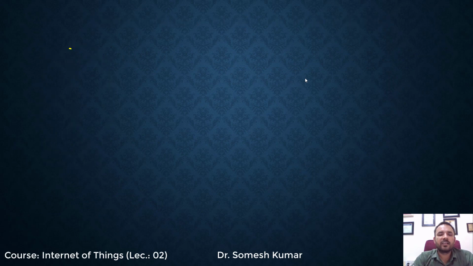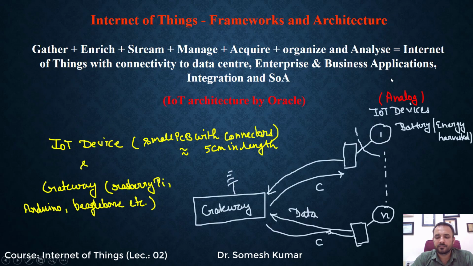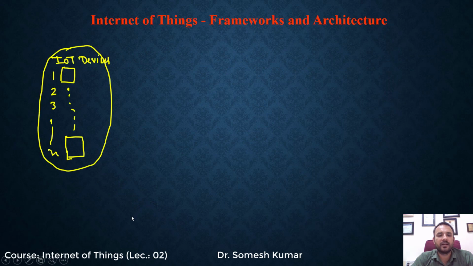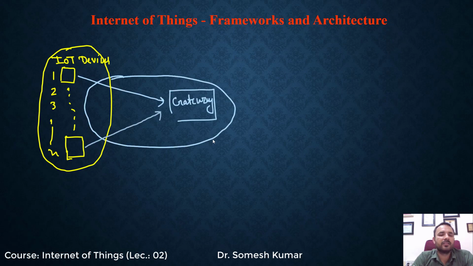Now I will expand this example, and one more term I will add here after this gateway, that is called the edge device. So now there are various options to communicate these IoT devices with the internet. Again, there are n IoT devices, and all these IoT devices connect to the gateway or send the information to the gateway. Now this gateway is connected to the edge devices.